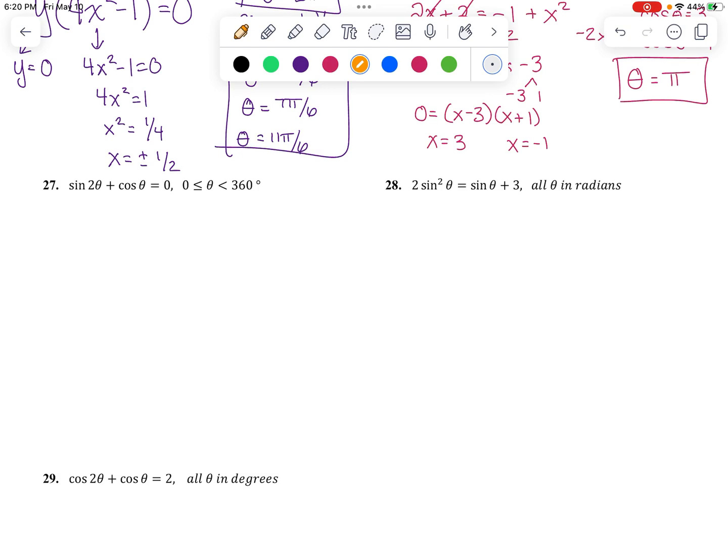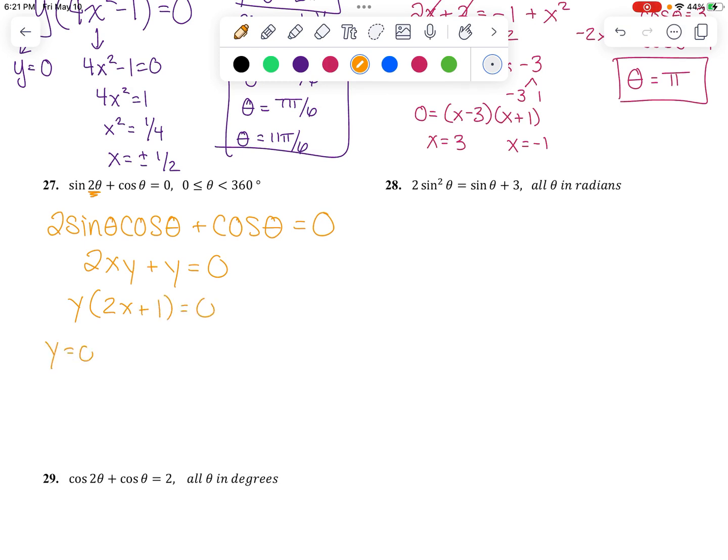Okay, getting closer to the end. Sine of 2 theta plus cosine of theta is equal to 0. I notice an angle that's different. Sine of 2 theta is 2 sine theta cosine theta. I notice that cosine's on both of these because it's in this form, so the y's on both, so I can factor it out.